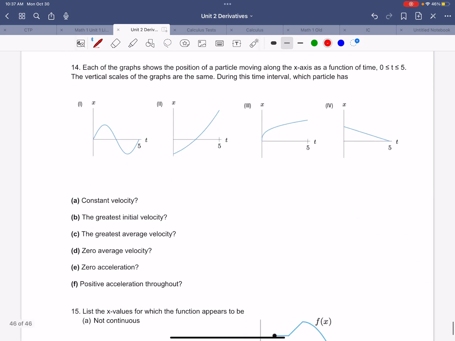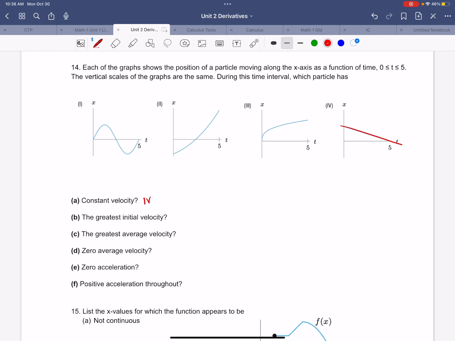Okay, moving along. Number 14, I'm given 4 different graphs, but all of these graphs represent the position of a particle. And so we're going to be asked a series of questions that relate to the velocity. So remember that the first derivative of position is velocity. So we're going to be interpreting the slopes of these position graphs. So where do I have a constant velocity? That's going to be here at graph 4, because I have a linear function whose slope, or whose derivative, is always going to be constant.